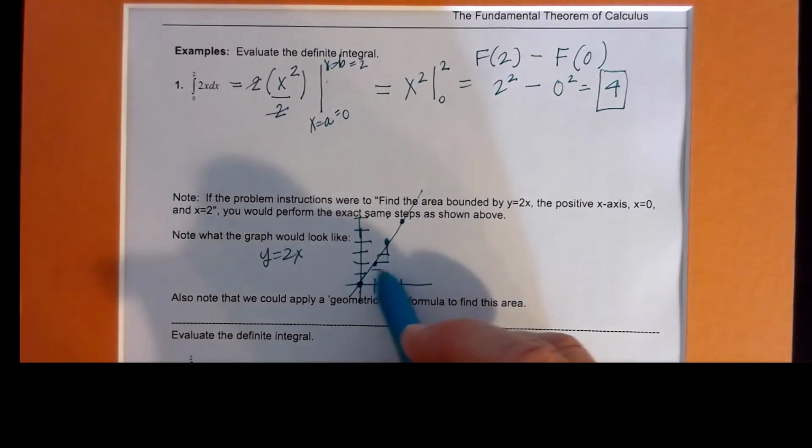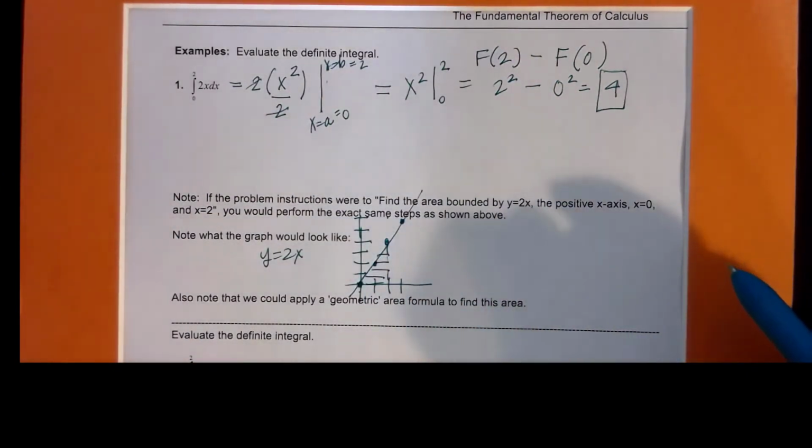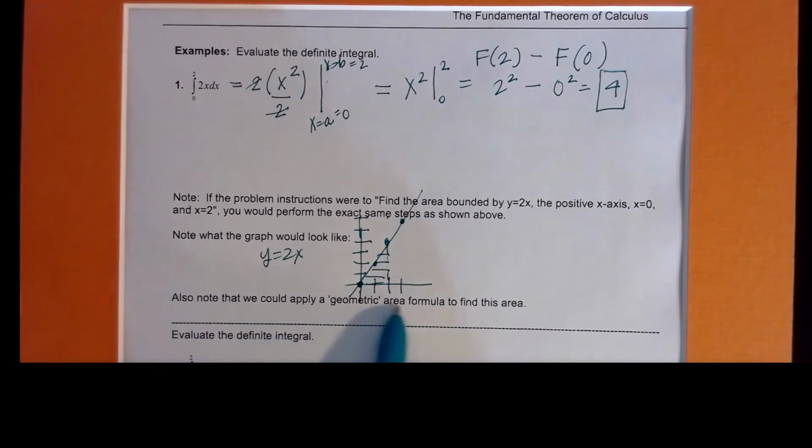So essentially what we have is the area of a triangle. We could use the geometry formula, as I've noted down here, to find the actual area and see if we actually do get the same thing. So it's not a proof of this fundamental theorem of calculus, but it is evidence, I believe, that would convince you that this is true.